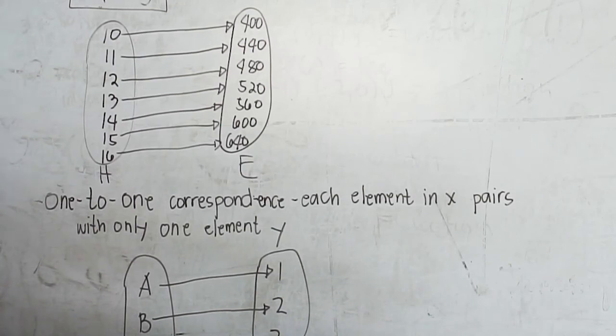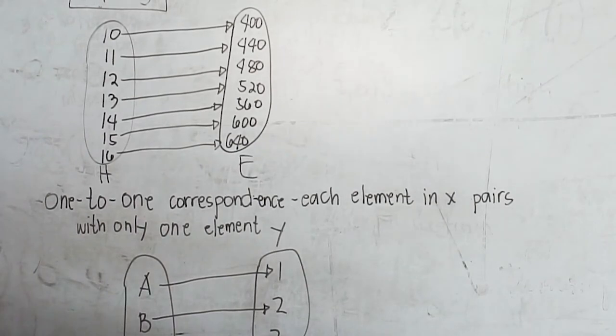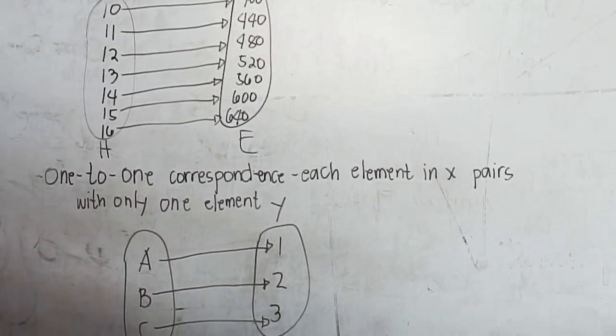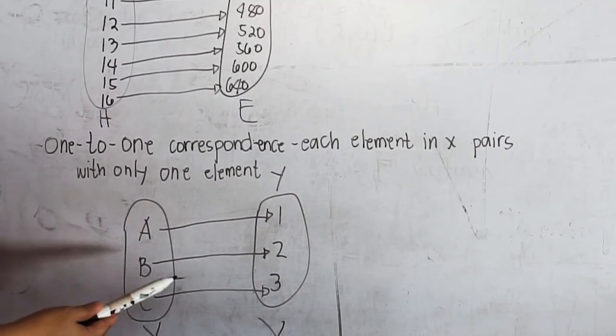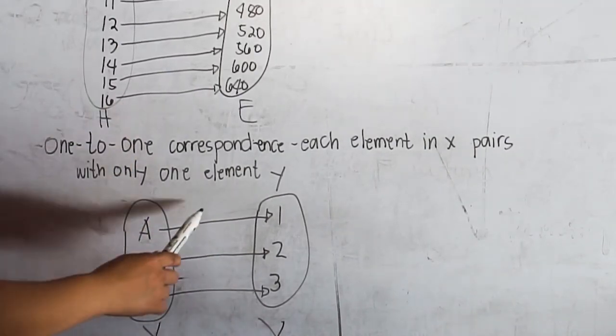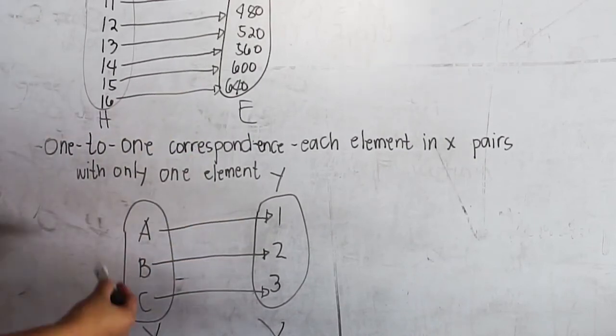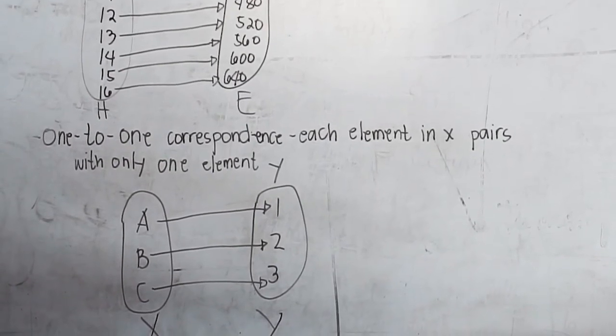And the next is one-to-one correspondence. Each element in X pairs with only one element in Y. We will label the sets X and Y. One element of X corresponds to only one element of Y. This is an example of one-to-one correspondence.